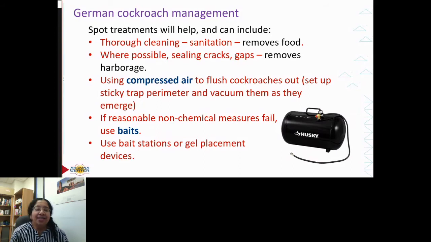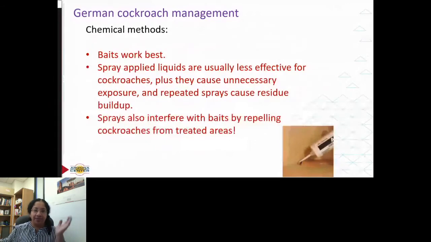And when reasonable non-chemical methods, such as the ones we just talked about, fail, use baits. And I'll tell you why baits are so effective. Okay, that's what I'll cover next. So all of these steps in cockroach management utilize the behavior of the cockroach, and that's why they're so important in that entire management plan. Okay, baits. So now we're talking about chemical methods, and I'll tell you why baits work best.